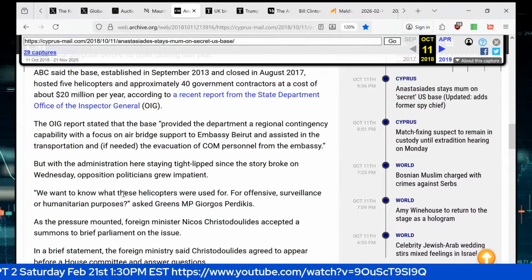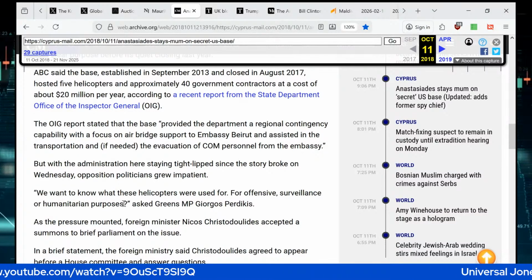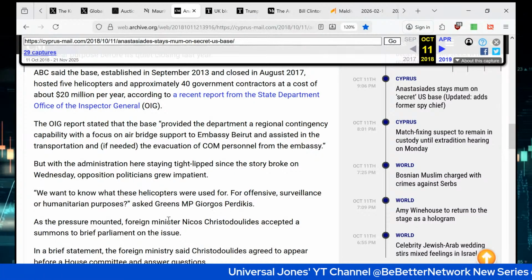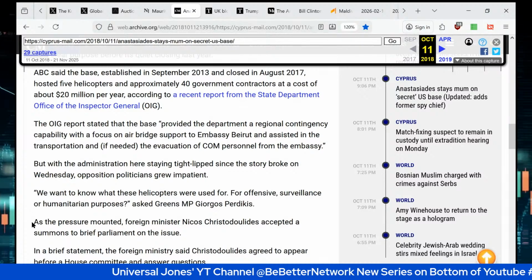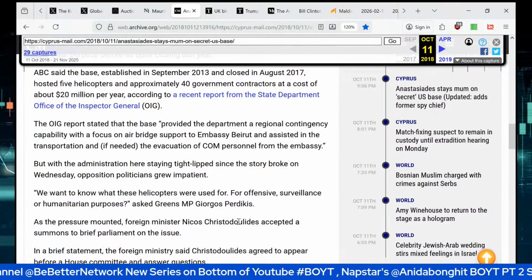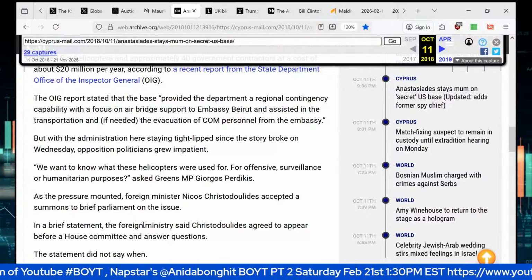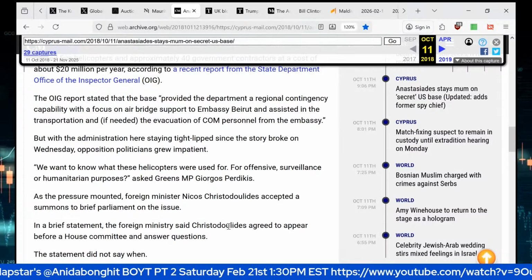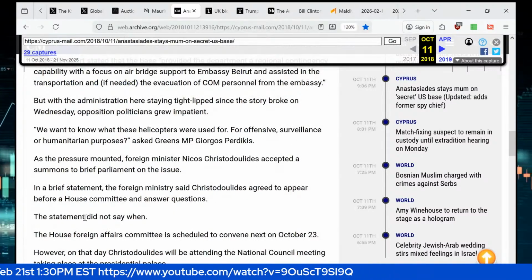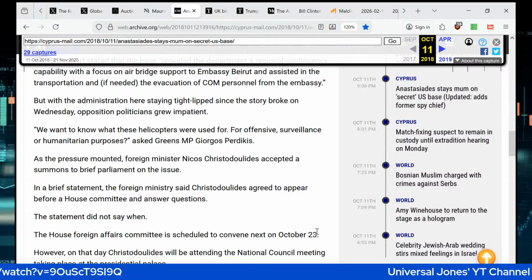We want to know what these helicopters were used for, offensive, surveillance, or humanitarian purposes, asked Greens MP Georgios Perdikis. Perdikis, all right. As the pressure mounted, Foreign Minister Nikos Christodoulidis accepted a summons to brief Parliament on the issue. In a brief statement, the Foreign Ministry said Christodoulidis agreed to appear before a House committee and answer questions. The statement did not say when. The House Foreign Affairs Committee is scheduled to convene next on October 23rd.